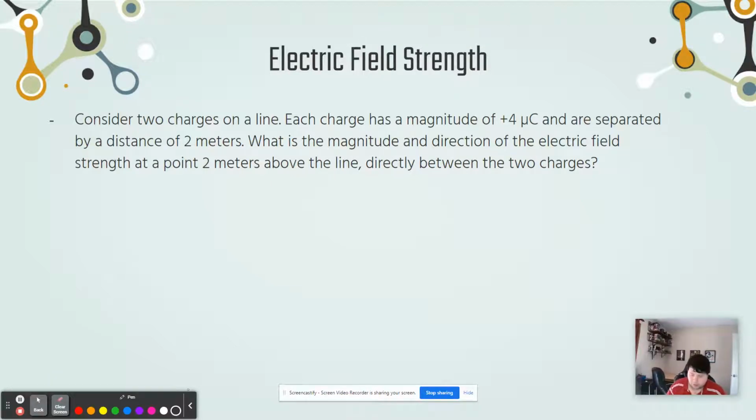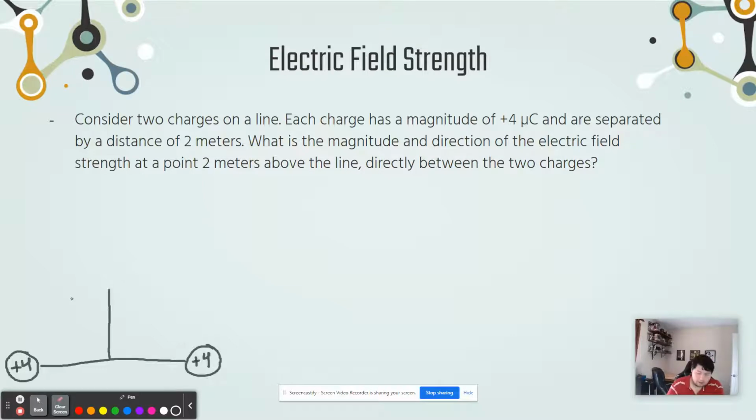So I'm going to draw a little picture here. It says consider two charges on a line. Each charge has a magnitude of plus 4 microcoulombs, and they are separated by a distance of 2 meters. It wants to know the direction and magnitude of the electric field strength at a point 2 meters above the line, directly between the two charges.